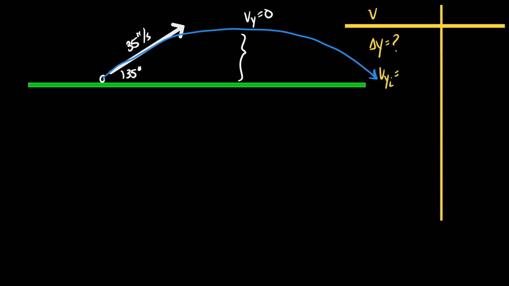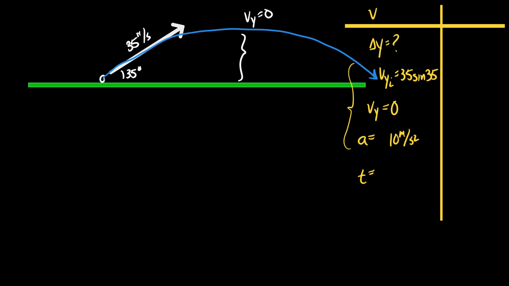Vy initial is going to be 35 sine 35. Vy is going to be 0. I'm looking for the maximum height. Acceleration is going to be 10 meters per second squared. I don't need to know the time, so I don't have to worry about time. I have 3 pieces of information here, and obviously this has nothing to do with what's happening sideways. I don't need any of the sideways stuff yet. So I can find out how high it goes just by using those 3 pieces of information.